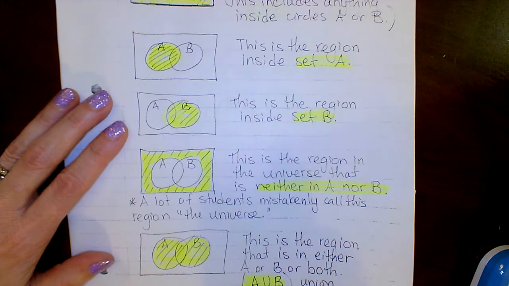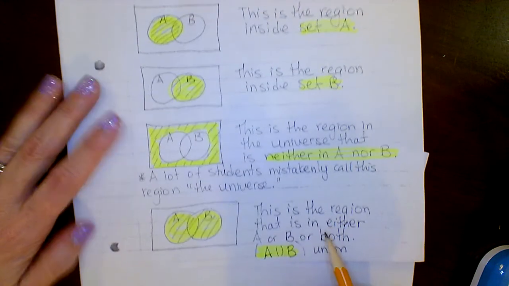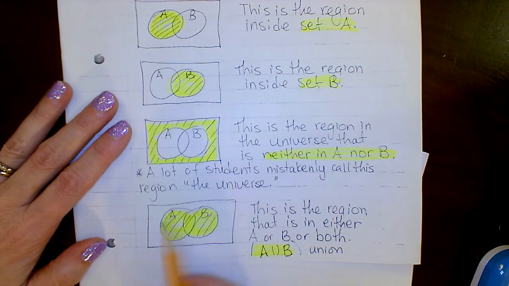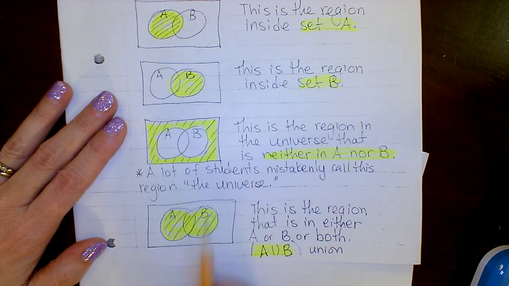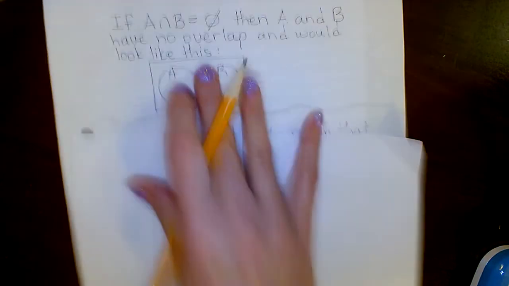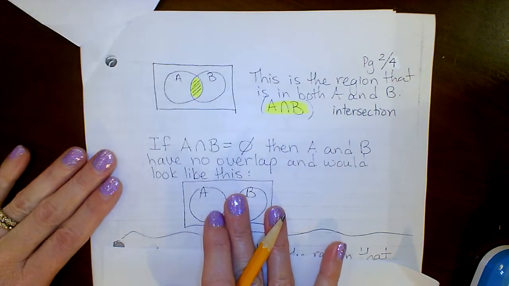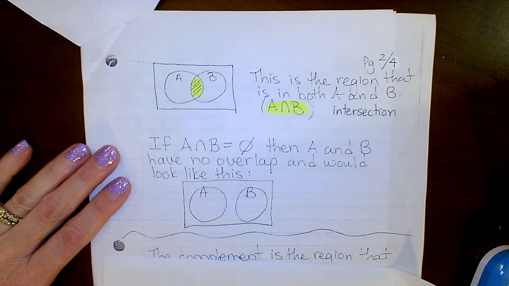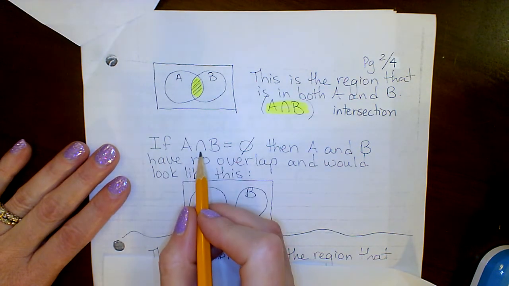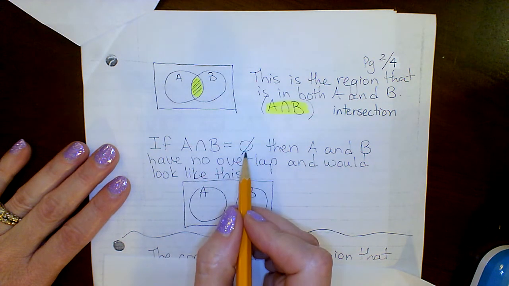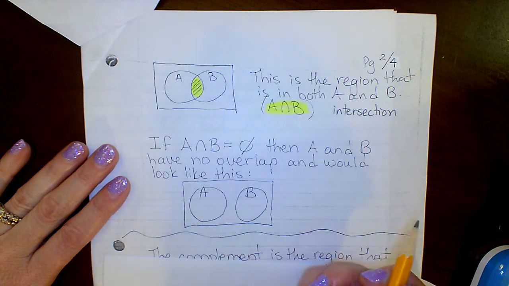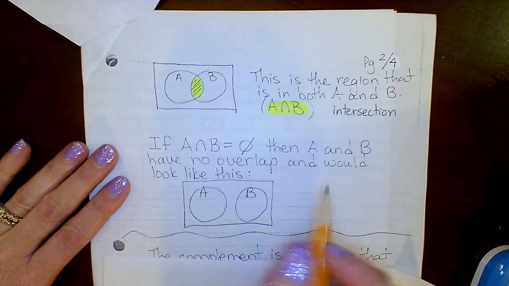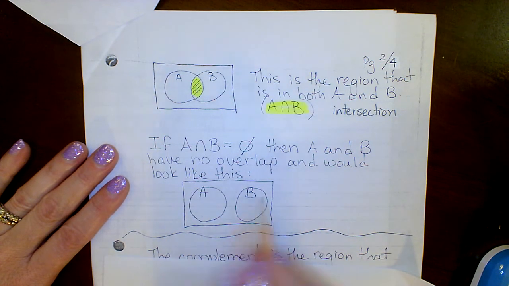The union, you'll recall, is one or the other or both. So the union is anything inside circle A or B or both. The intersection is the overlap. That's the both A and B. Now, if the intersection of A and B is the empty set, that means that A and B have nothing in common. So their Venn diagram would look like this. They have no overlap. Right?